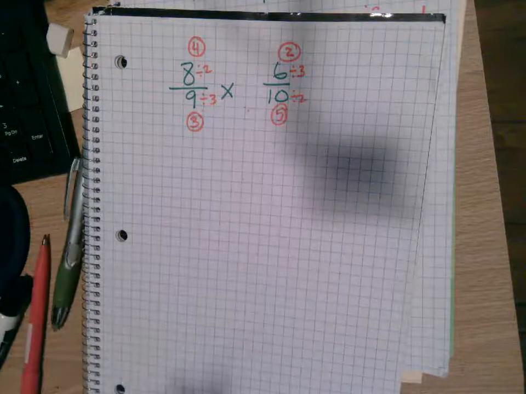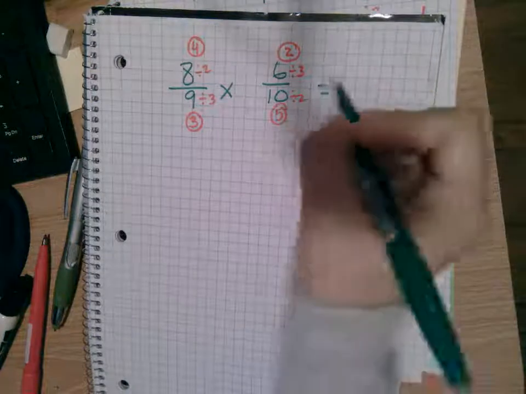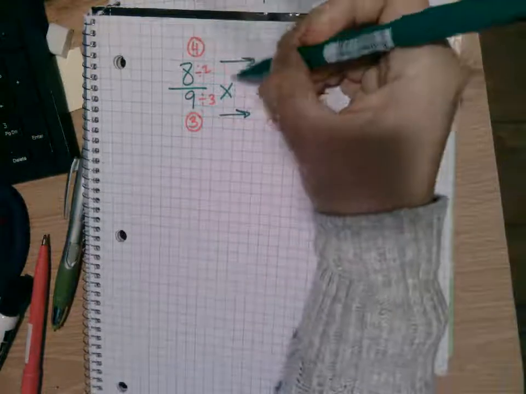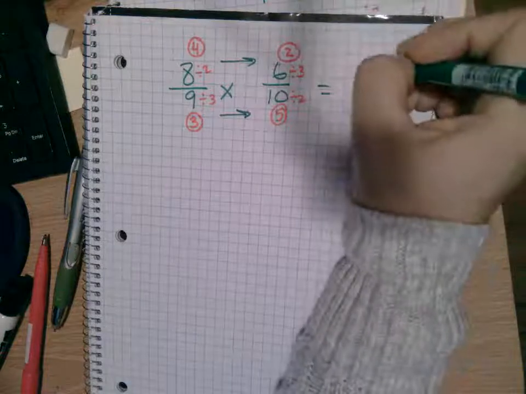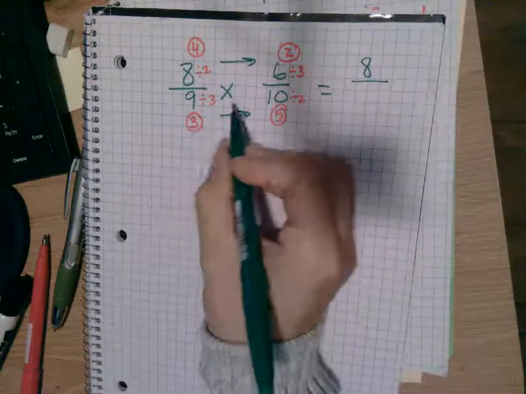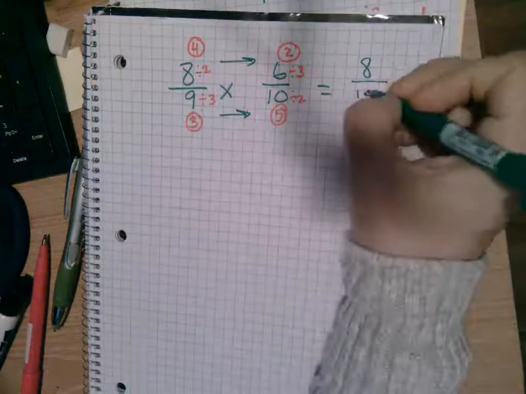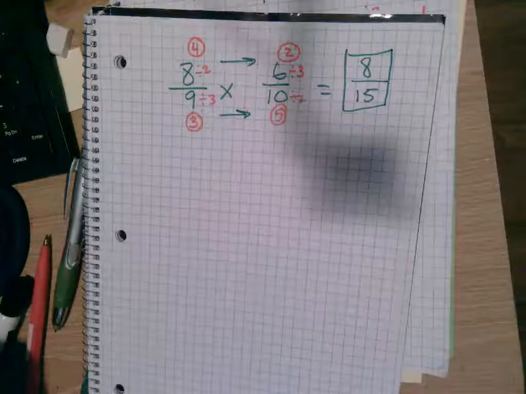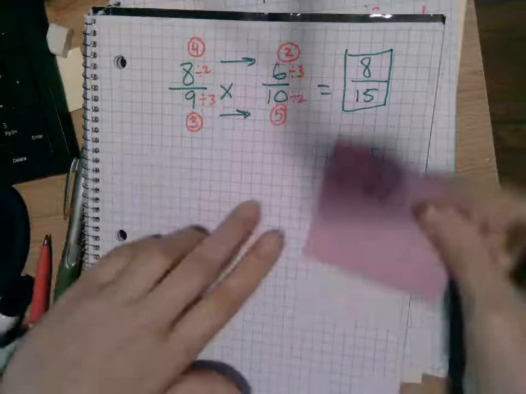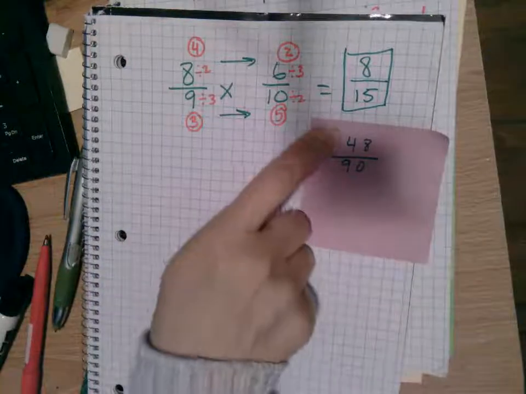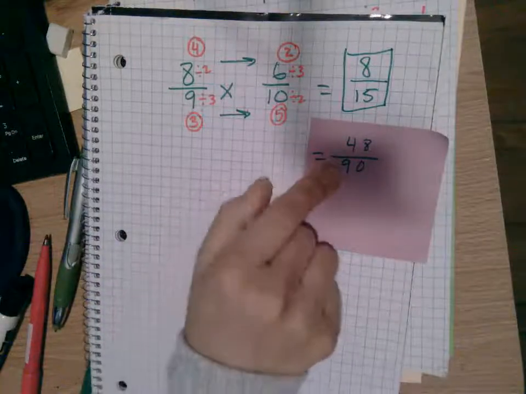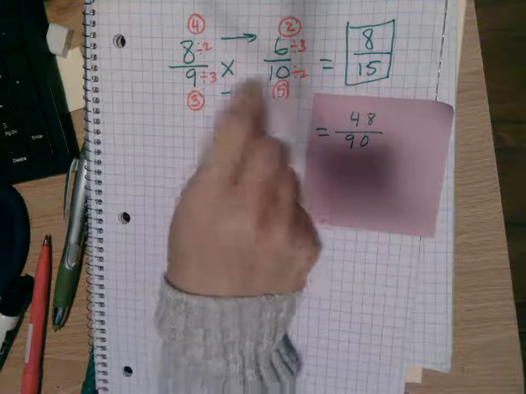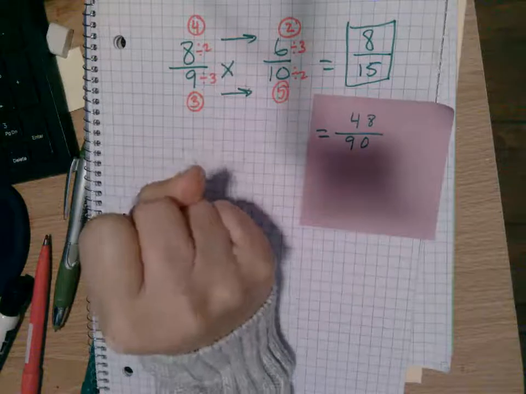So this one, now I get to multiply straight across. That doesn't change. 4 times 2 is 8. 3 times 5 is 15. And that's my final answer. So do you want to deal with simplifying 48 over 90 and getting all the way down to 8 over 15? Or do you want to simplify beforehand?